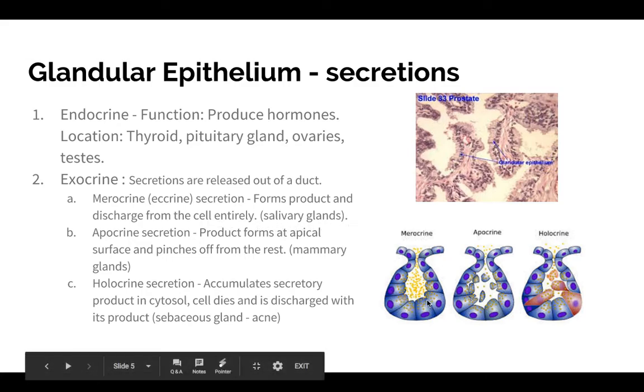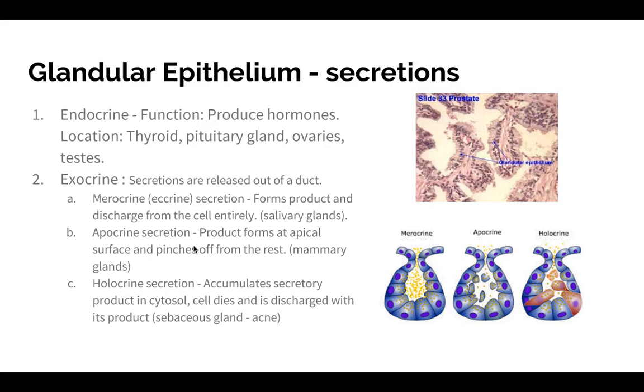And here you can see an illustration of what happens. The stuff that is produced by the cell, the saliva in this case if we're talking about salivary glands, is produced by the cell, and then the whole thing is ejected out of the cell, and it goes out of this duct, out of the tissue. All right, the next type of secretion would be an apocrine secretion.